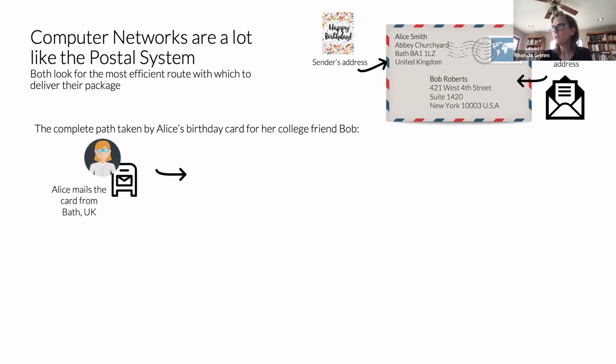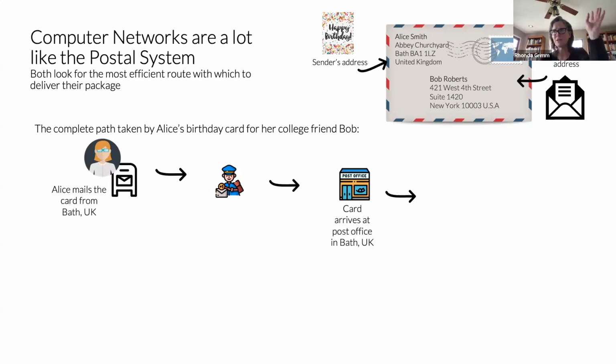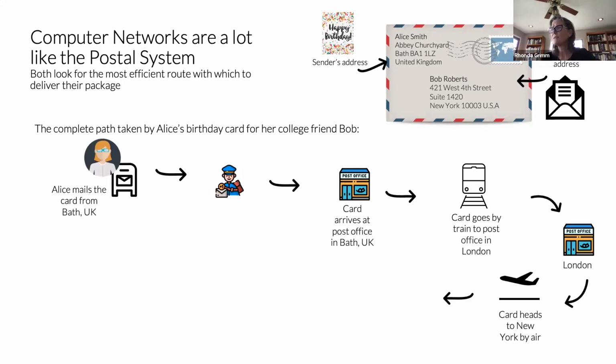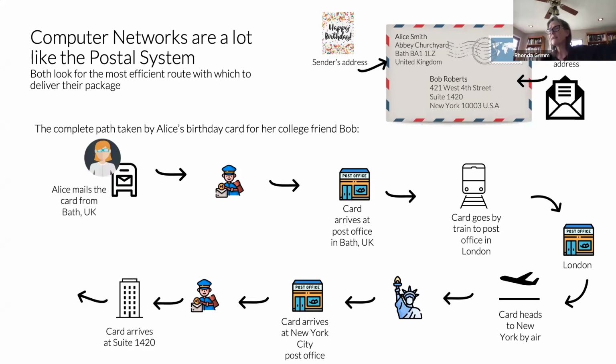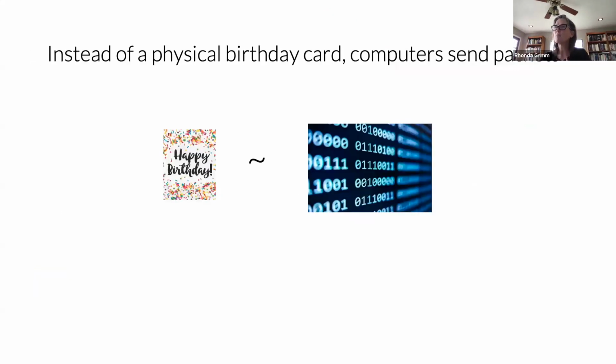Alice and Bob are friends from college. It's his birthday. She's in Bath, England. So she drops his birthday card into the post box and goes to the post office, and then it goes by train to London, and it goes from London to New York. Then it gets to the post office in New York, goes to the mail carrier, gets to the building with Bob, and Bob gets his birthday card. You're like, okay, so I understand that process.